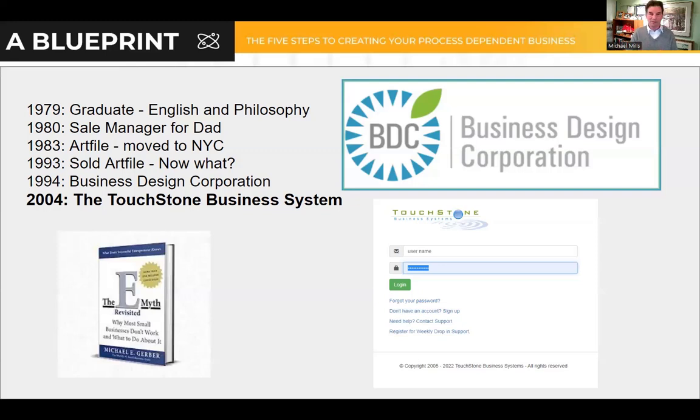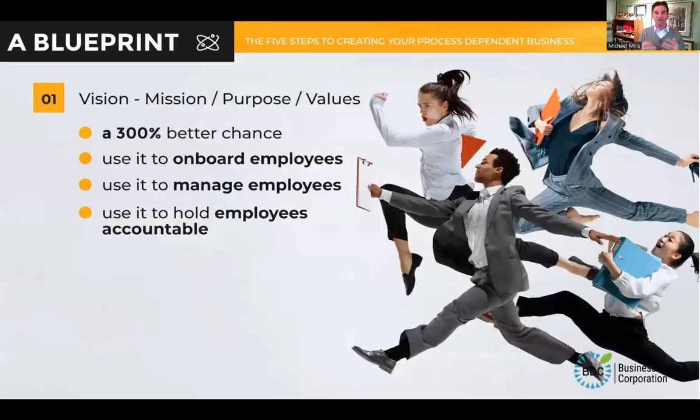the TouchStone Business System. The second thing that most people are missing is a plan for how to get your business to become process dependent. And that's what we're going to go through today. And as I said a moment ago, there are 5 steps. The first step is vision. And you might say, what's vision got to do with building a process-dependent business? I thought all I needed to do was write a bunch of processes.